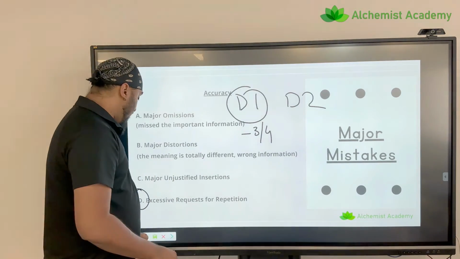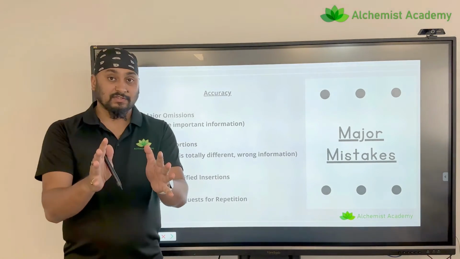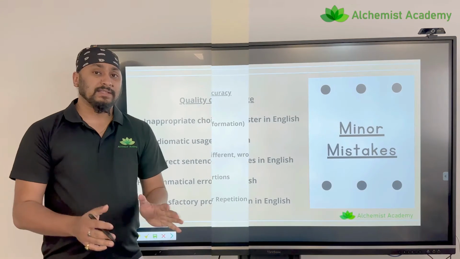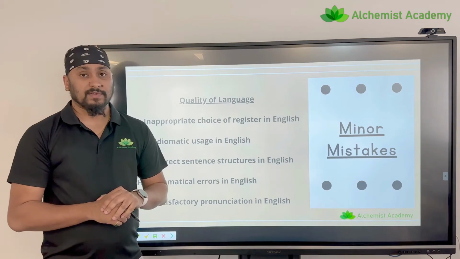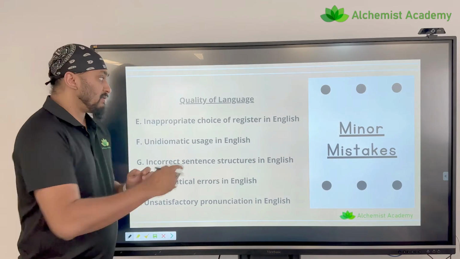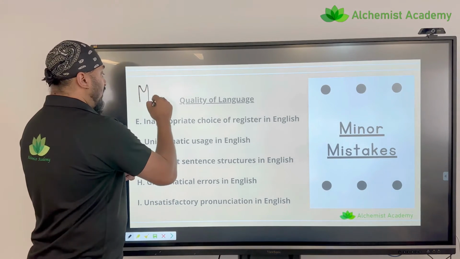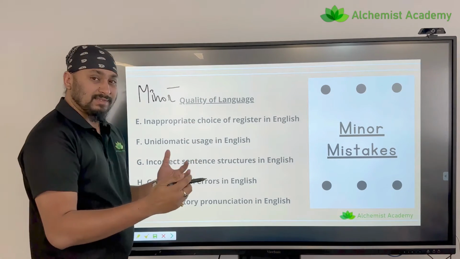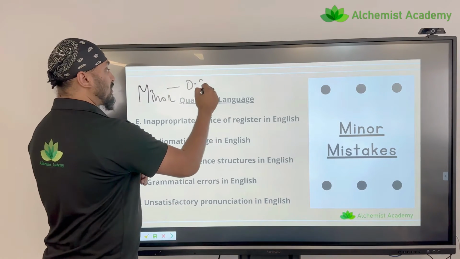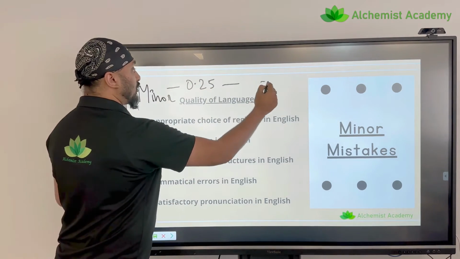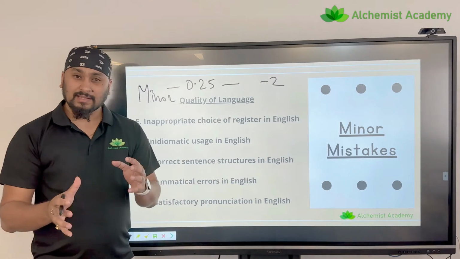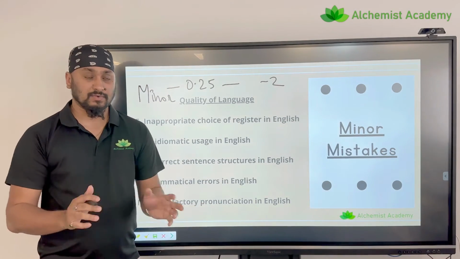All right, let's move to the next section of mistakes. After this I will be discussing the minor mistakes. Minor mistakes are just on the quality of language basically. Now in minor mistakes, the minuses start anywhere between 0.25 and go all the way up till -2. So there's no set numbers. It's again the examiner's discretion how much marks they want to take away.